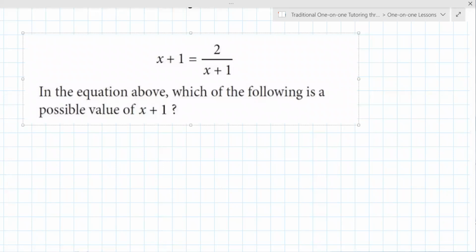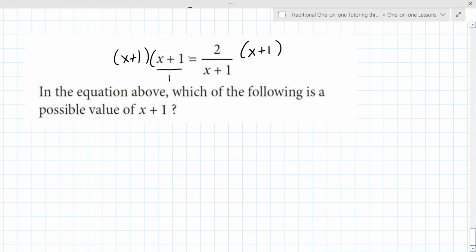I think I would get rid of the fraction. Okay, how would you do that? How would you get rid of the x plus 1 on the bottom? I would multiply each side by x plus 1. Perfect. Yeah, that's correct. Now on the right, it cancels.